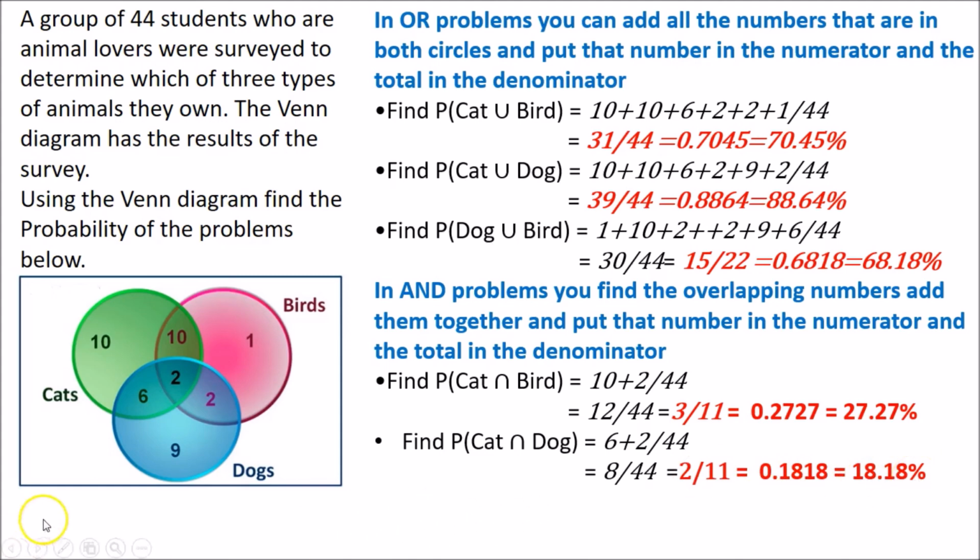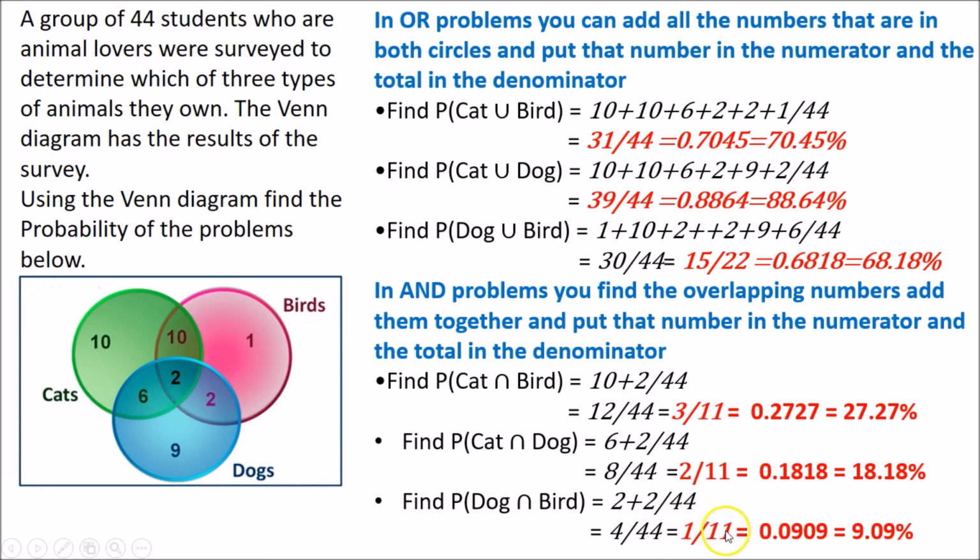Our last one are dogs and birds. Okay, so what is our overlapping number here? You guys should have it by now. You're right, it's 2 plus 2. So that's going to be 4 over 44, which reduces to be 1 over 11, which is 0.0909, which is, when I move that decimal place 2 places to the right, it's 9.09%.